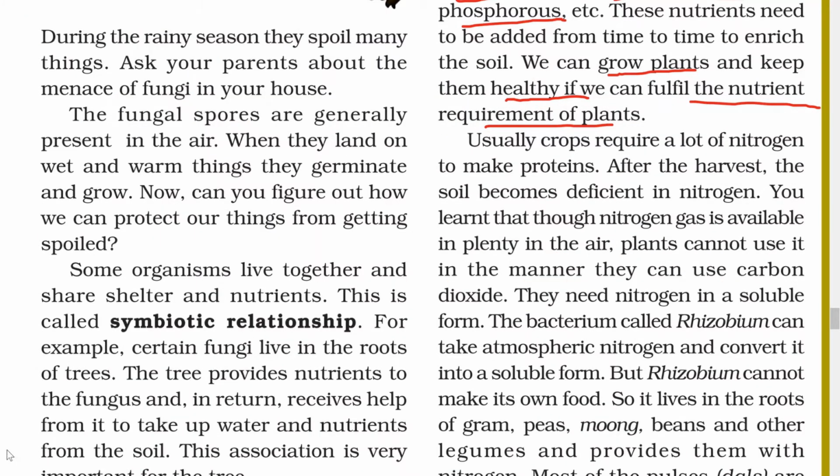Usually crops require a lot of nitrogen to make proteins. In the same chapter, we have learned plants cannot synthesize proteins during photosynthesis, right? It synthesizes only carbohydrates. So to fulfill the nutrient requirement of the plant, we need to add manures or fertilizers to the soil. After the harvest, the soil becomes deficient in nitrogen. Harvest is nothing but yield or crop after one seasonal growth.